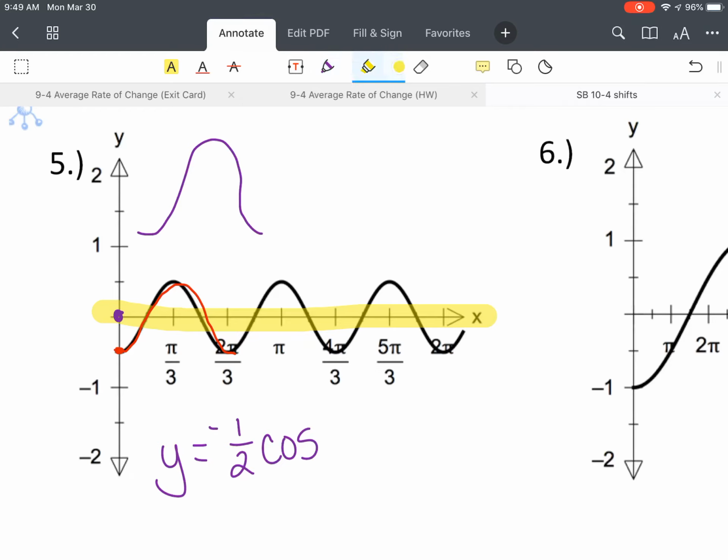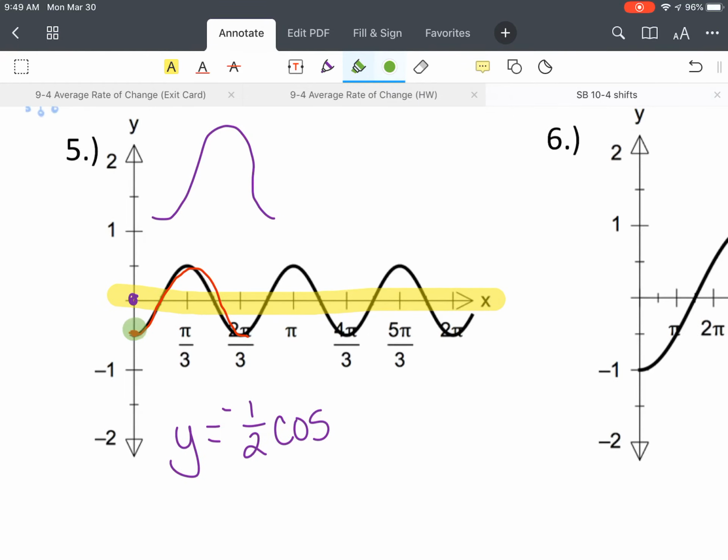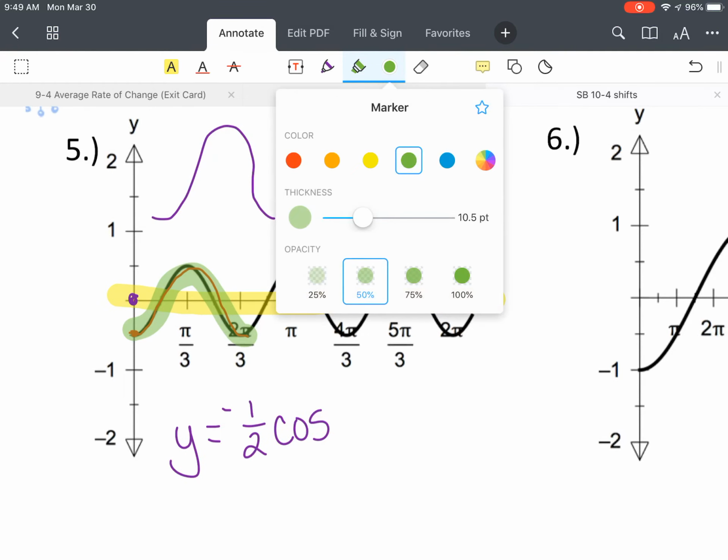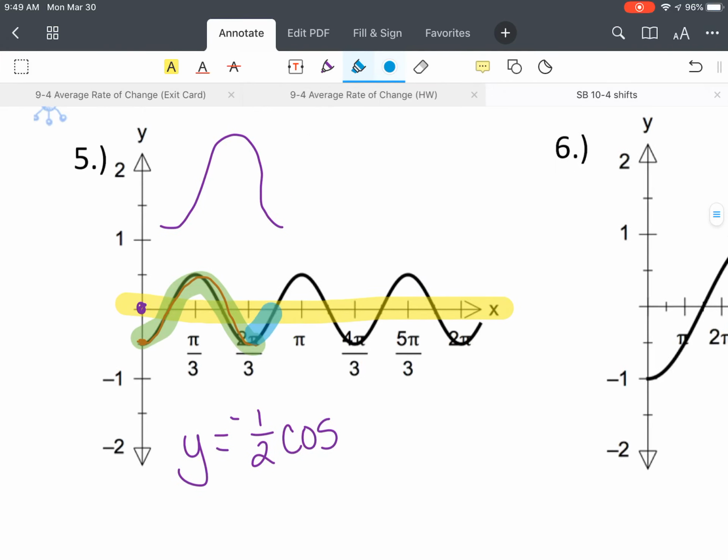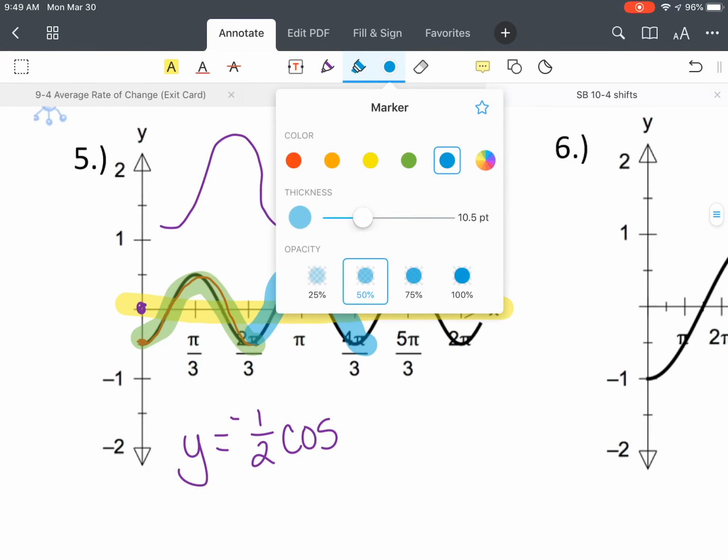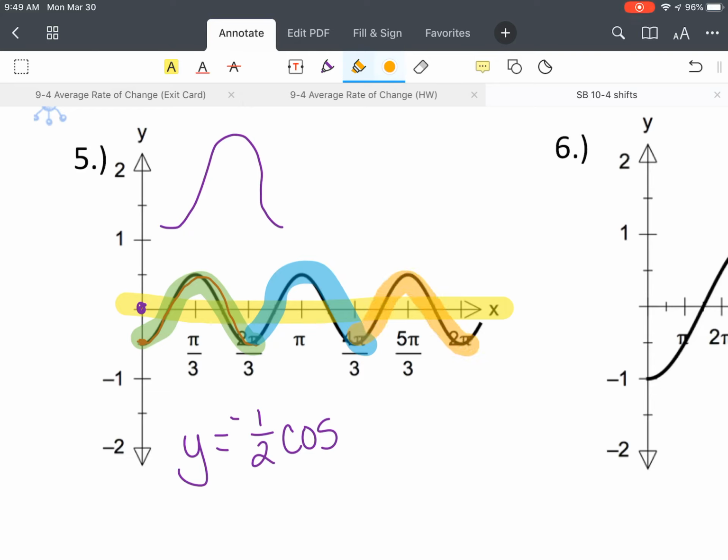And now let's see, how many cycles do we see from 0 to 2 pi? Here's 1 cycle. Here's a second cycle. And here's a third cycle. So I see 3 full cycles. That's my frequency, so that's my answer.